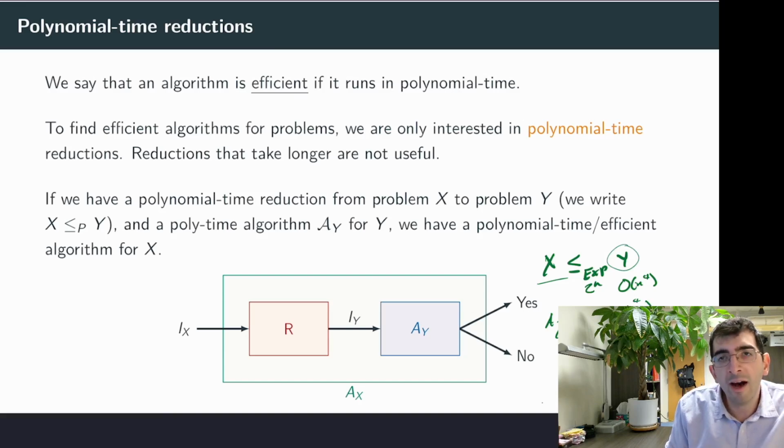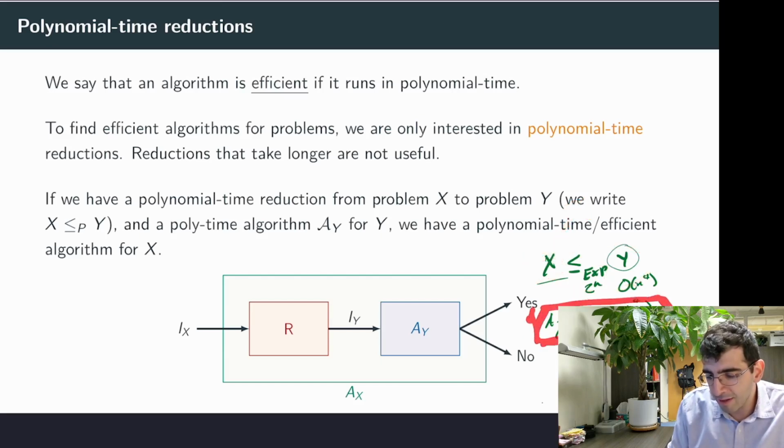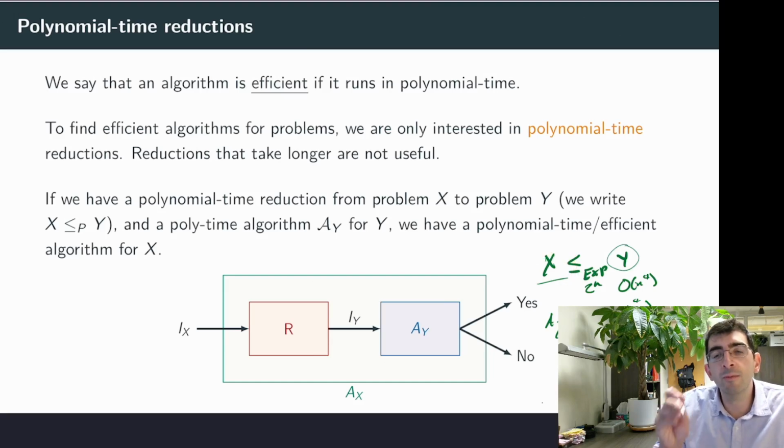Okay? Not great. So if the reduction takes exponential time, then it doesn't matter that y is polynomial. This whole thing would still be exponential. Now, admittedly, there might be an algorithm for x that is polynomial time. That's fine. Remember, polynomial is still in NP.